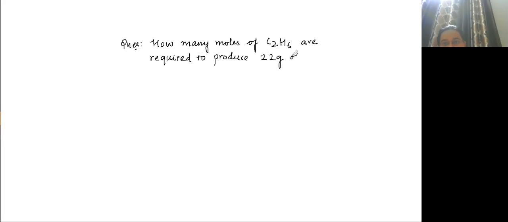How many moles of C2H6 are required to produce 22 gram of CO2 after combustion?